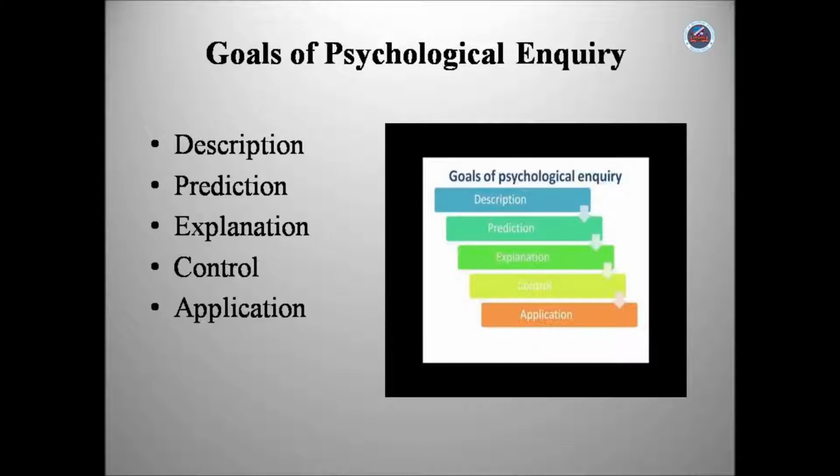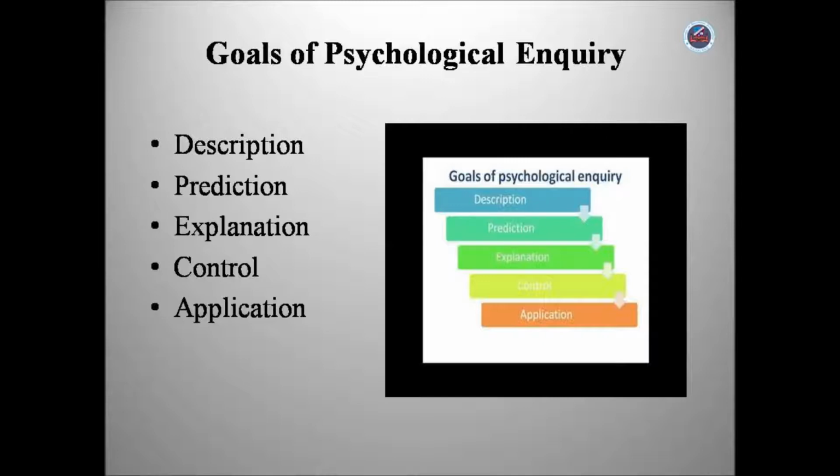Then the fourth one is control. After knowing the causes of the behavior, the researcher will now be able to control the behavior by making changes in its condition, either to make it happen again, or to reduce it, or to enhance the particular behavior in a student.